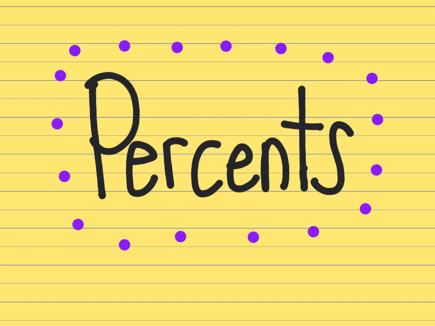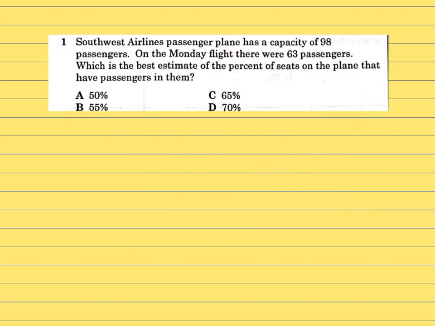Hey guys, this video is going to go over how to work with percentages in different situations. The first question says, Southwest Airlines passenger plane has a capacity of 98 passengers. On the Monday flight, there were 63 passengers. Which is the best estimate of the percentage of seats on the airplane that have passengers in them?